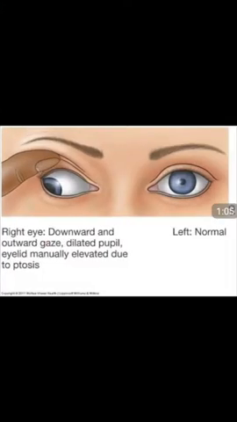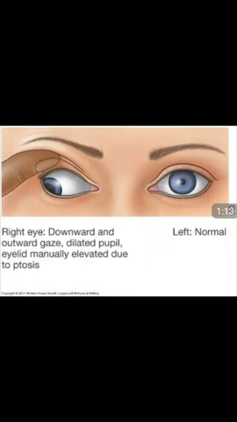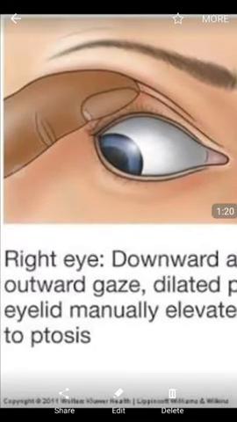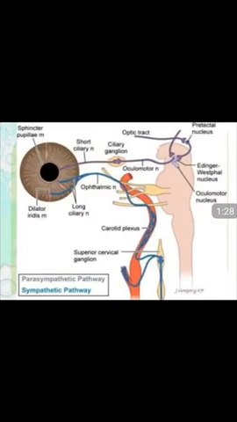Again, in this diagram you can see very well the dilated pupil as well, and deviation of the eyeball to the left and depressed as well, whereas the finger of the examiner has supported the upper eyelid, so you cannot appreciate the ptosis here.